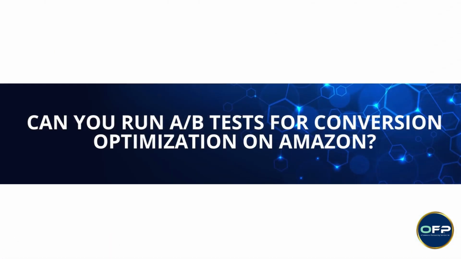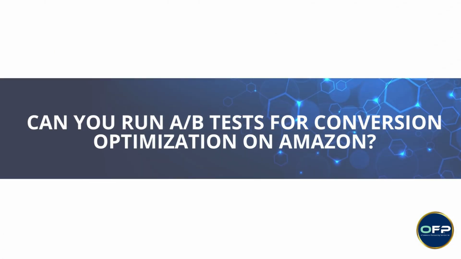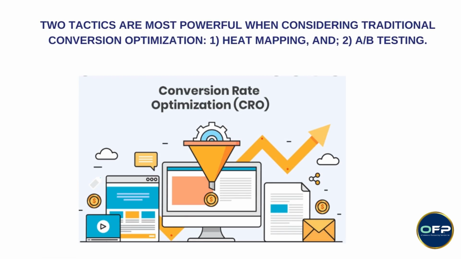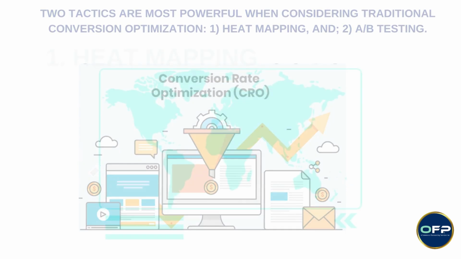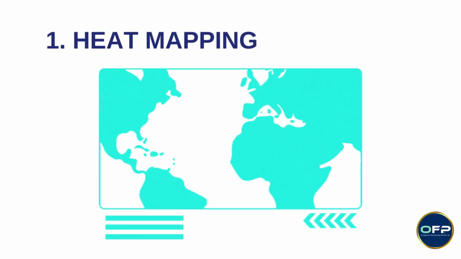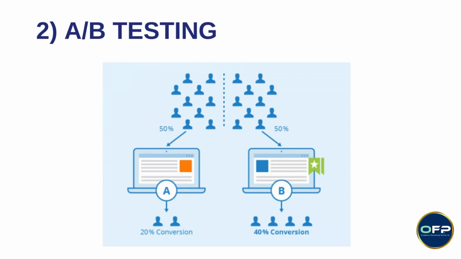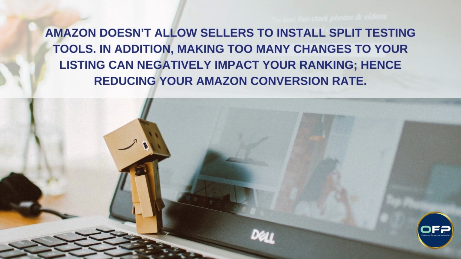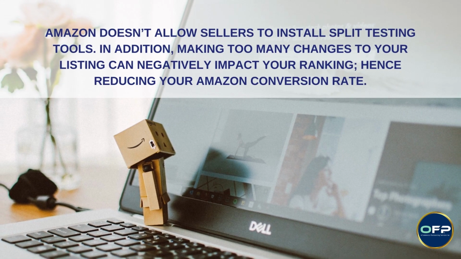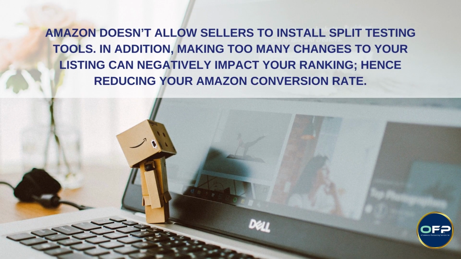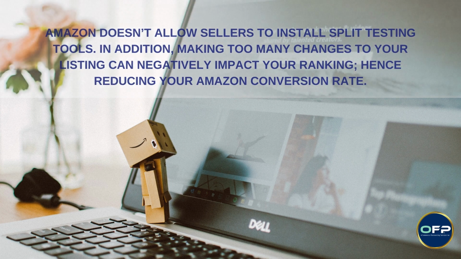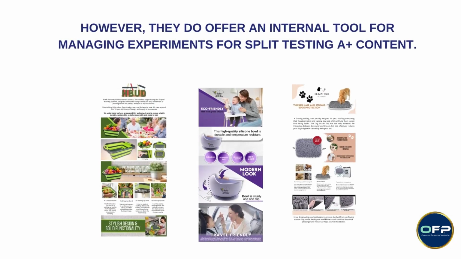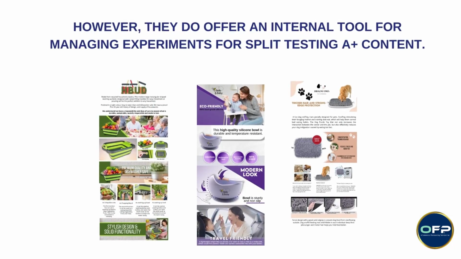Can you run A/B tests for conversion optimization on Amazon? Two tactics are most powerful when considering traditional conversion optimization: 1. Heat mapping. And 2. A/B testing. However, Amazon has limitations as to what you can do. Amazon doesn't allow sellers to install split testing tools. In addition, making too many changes to your listing can negatively impact your ranking, hence reducing your Amazon conversion rate. However, they do offer an internal tool for managing experiments for split testing A+ content.